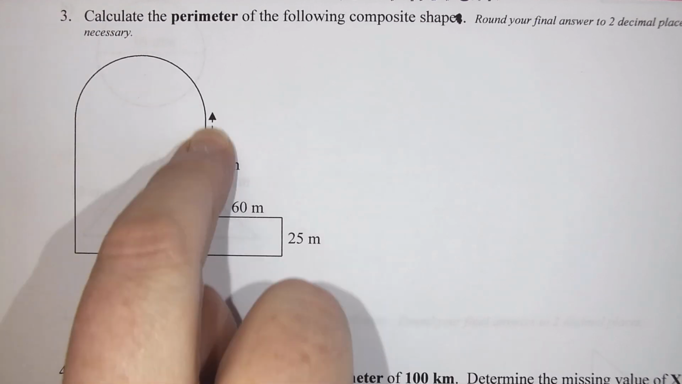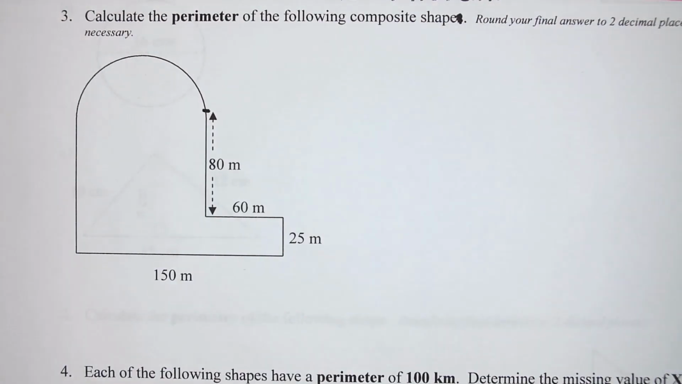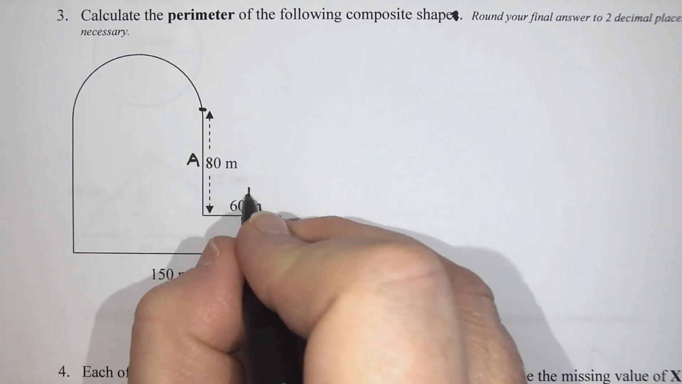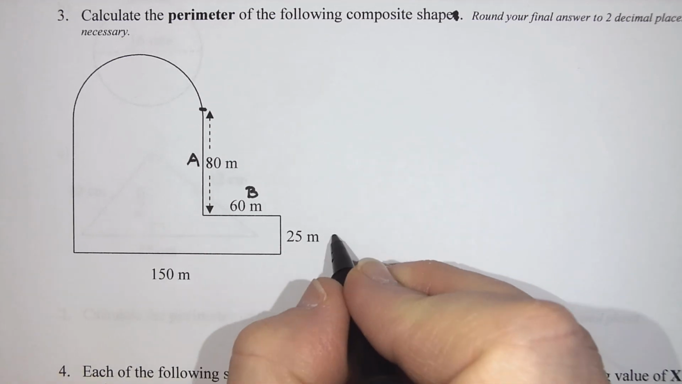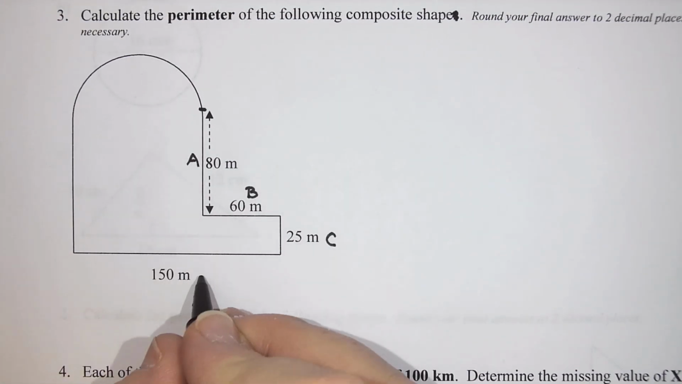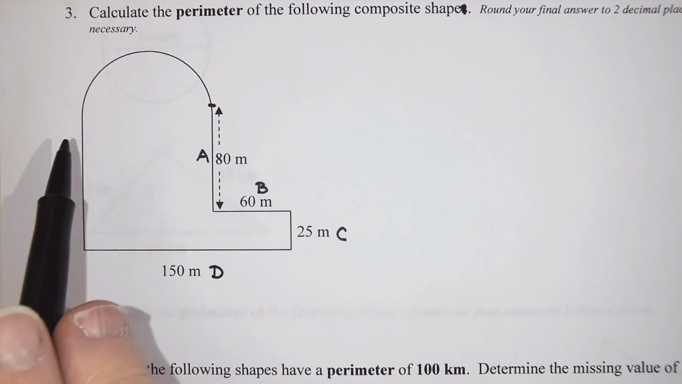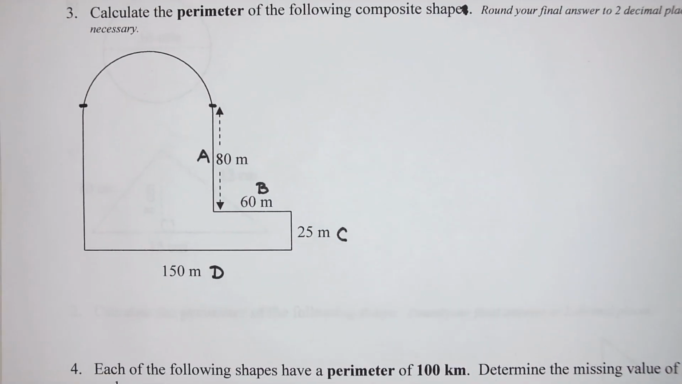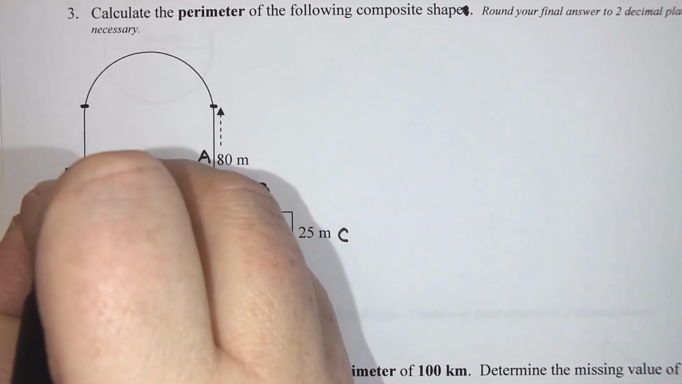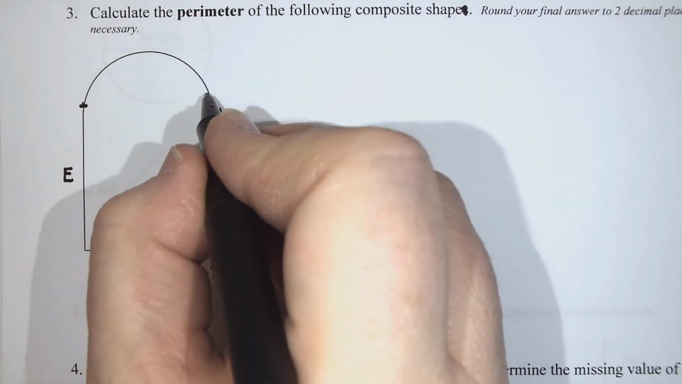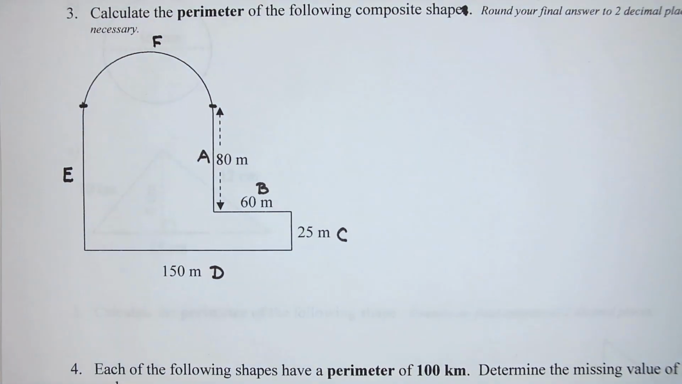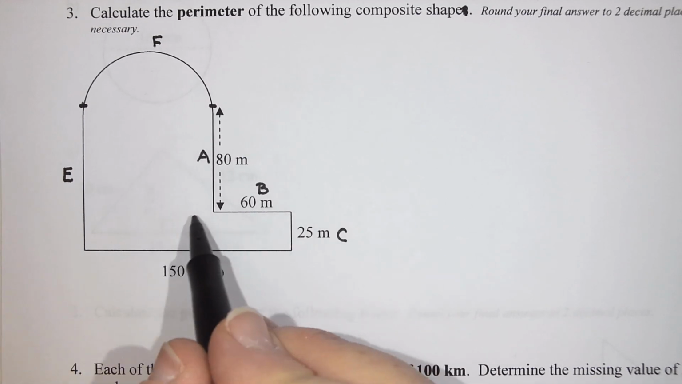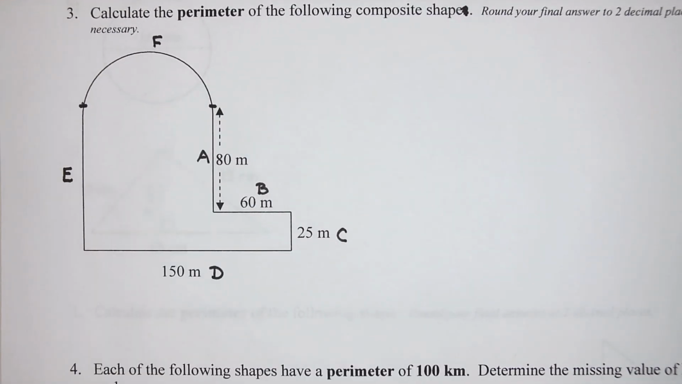So I'm going to start with the 80, which appears to stop there. I'm going to call that side A. This one here, I'm going to call side B. I'm going to call this one side C. This big one on the bottom, side D. Now this one isn't labeled, but there is a straight edge on this side. So I'm going to go until the end of where it's straight edge. I'm going to call that E. And then I have a curvy piece up top. I'm going to call that one F. So I have 5, 1, 2, 3, 4, 5 straight sides, and I have 1 curved side.